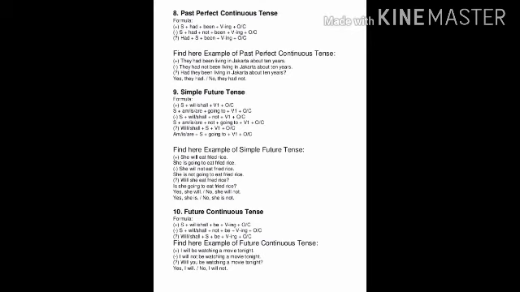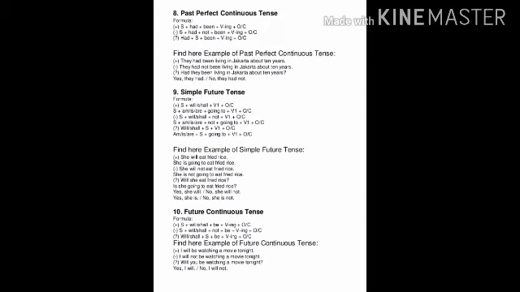In that the formation is subject plus had plus been plus verb ing plus other words. An example, they had been living in Jakarta about 10 years. If we take into negative, they had not been living in Jakarta about 10 years. Same into interrogative, then had they been living in Jakarta about 10 years?